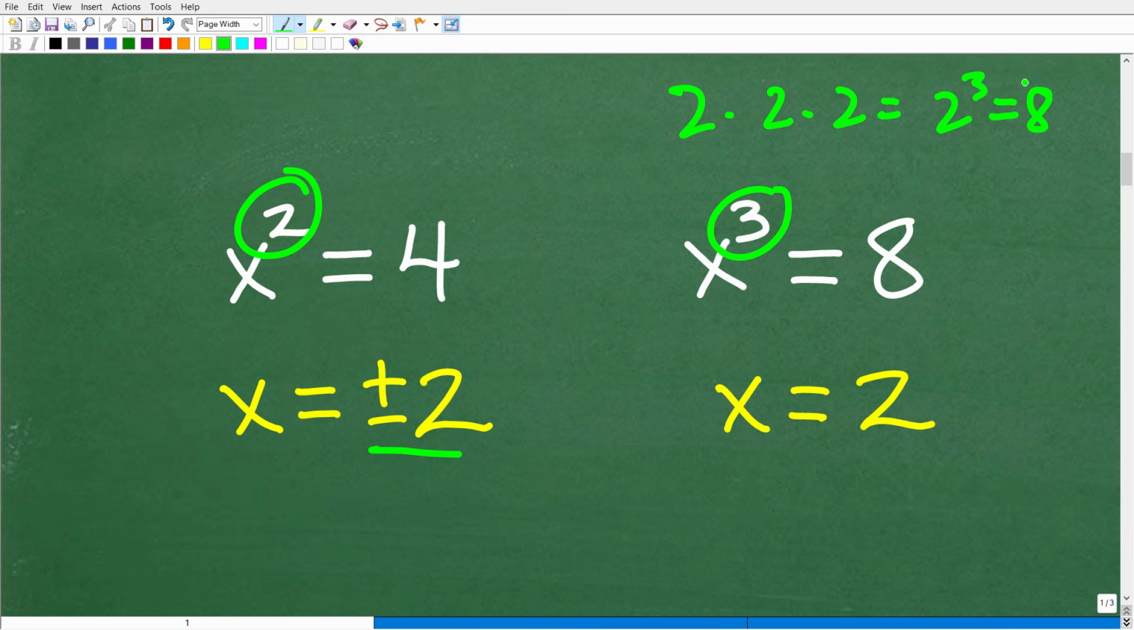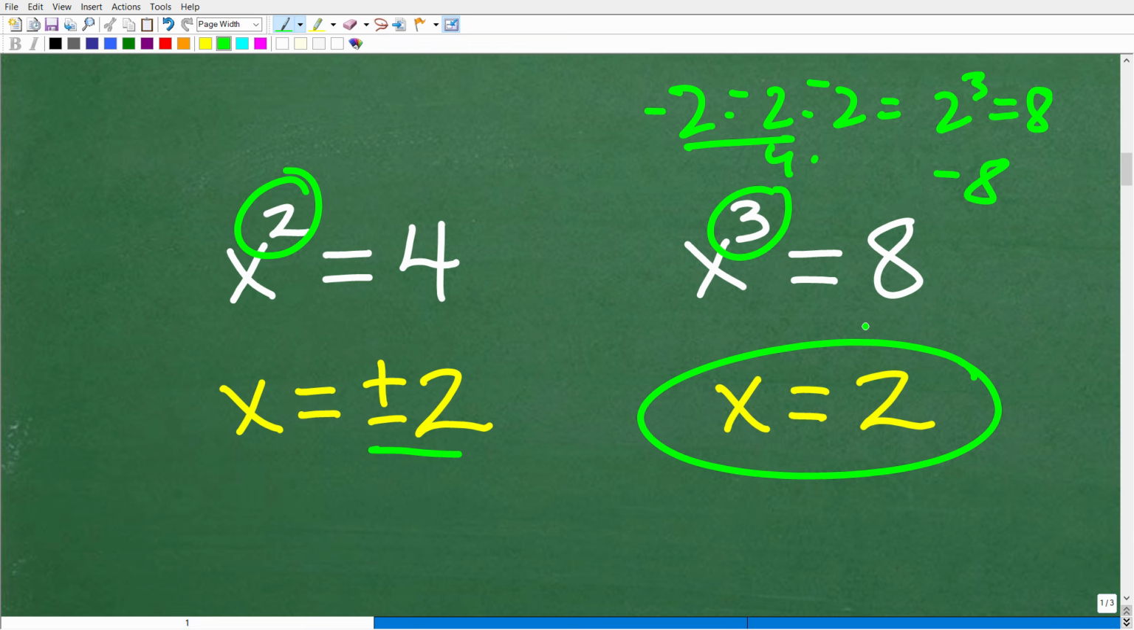But it's only positive 2, right? Because negative 2 is not positive 8. Negative 2 cubed is what? Well, negative 2 times negative 2 is positive 4 times negative 2. That's negative 8. So the only answer here is a positive 2.